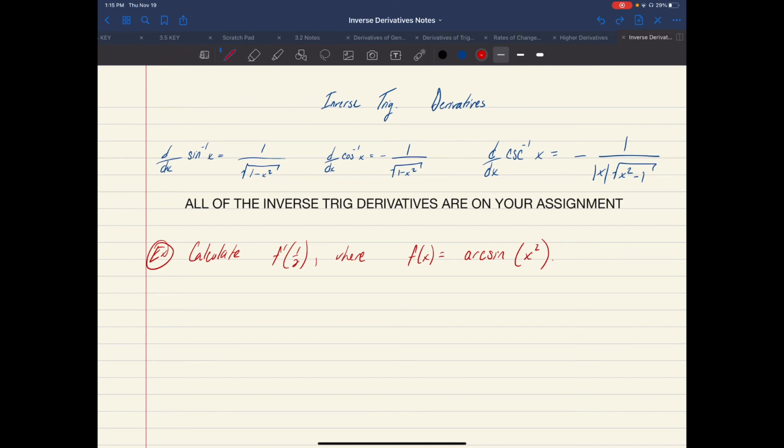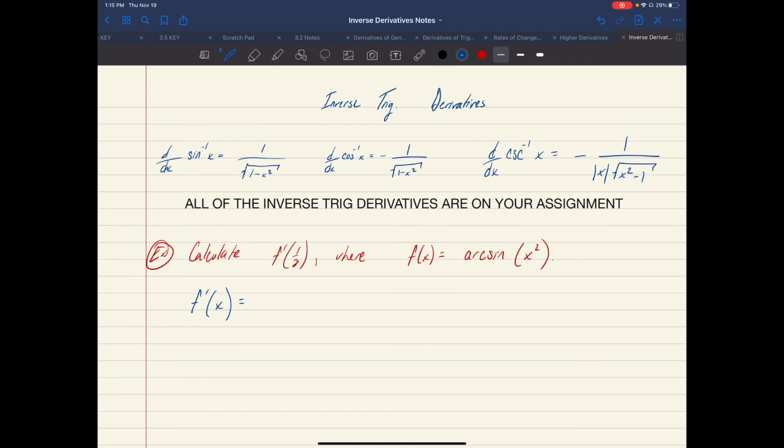Okay, so in this first example, I deliberately used arcsine, and just know that arcsine, arctangent, arccosine, those just mean inverse. So that's the same thing as saying inverse, just another way to write it. So let's take the derivative. So f prime of arcsine of x squared. This whole thing is a chain rule problem because we have x squared plugged into arcsine.